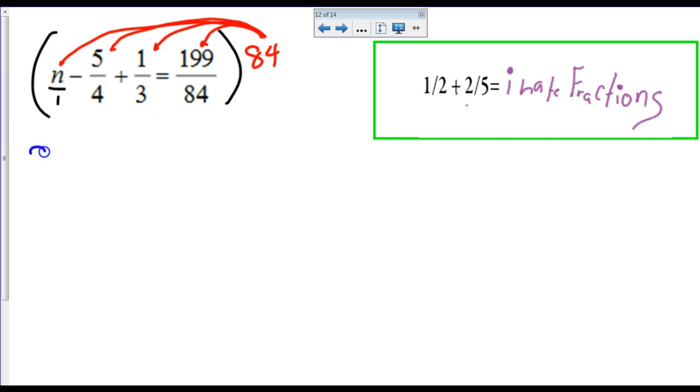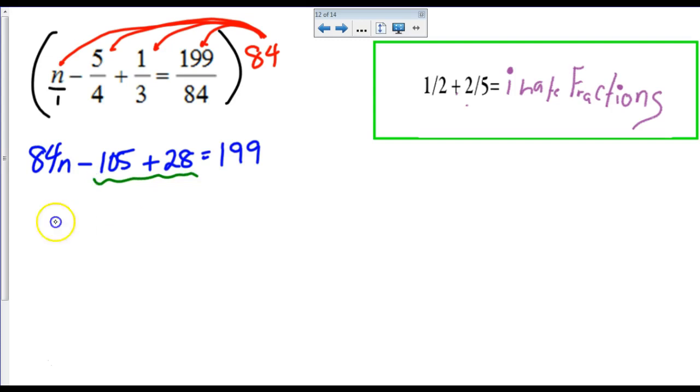So my new equation is 84n minus 105 plus 28, and then equals 199. So again, not the prettiest equation we've ever seen, but it's not too bad. All right, I'm going to combine those together. And the new equation is 84n, this is now a minus 77 equals 199.